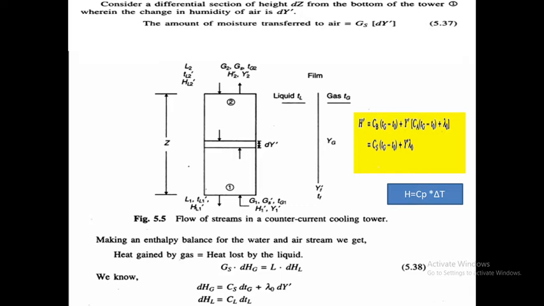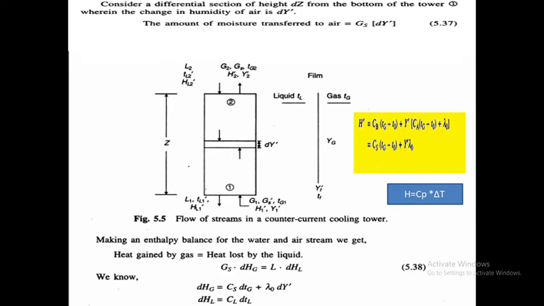Capital H is equal to Cp into delta T. So here for our case, for liquid, the enthalpy change is dHl equal to Cl into dTl. Why? Because for liquid, the specific heat of the liquid is Cl, and the temperature changes by the liquid temperature dTl. Are you clear or not?